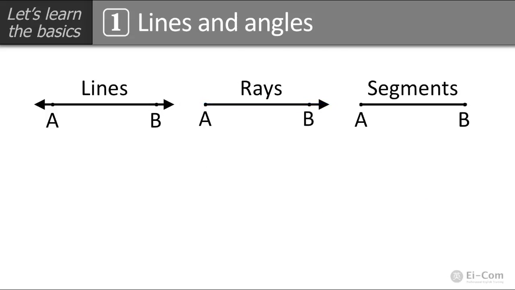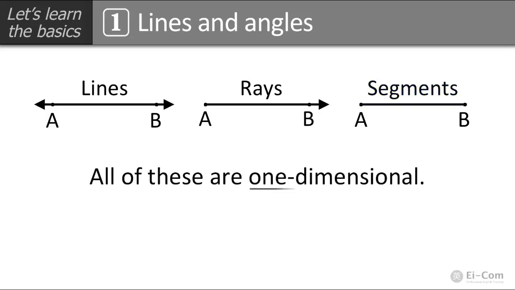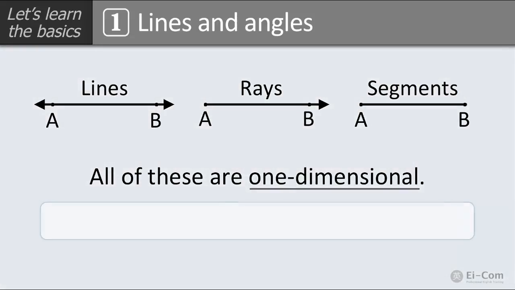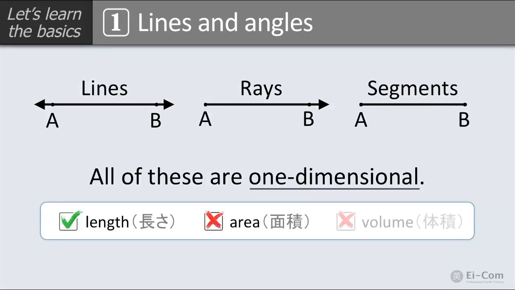When we talk about lines, rays, and segments, we should remember that all of these are one-dimensional. That means they all have length, but they have no area and no volume.